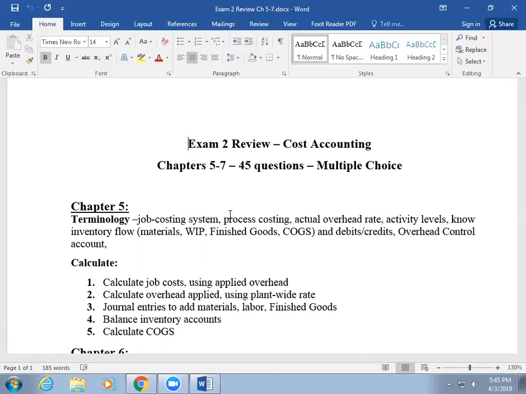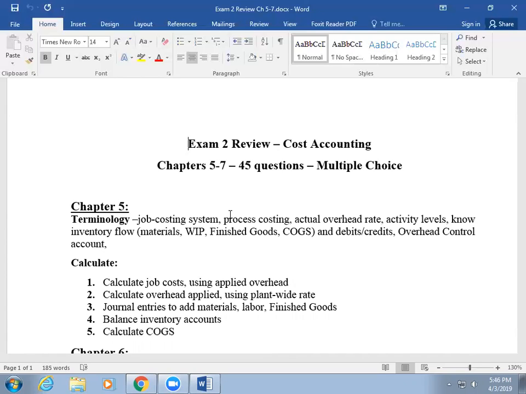And which one you would debit and credit. So if we purchase materials, obviously you're debiting materials. So just understand those. Know a little bit about the overhead control account. The biggest thing I would know there is just, of course, we use it to keep track of actual versus applied overhead. All of your actual overhead costs get debited to it and your applied gets credited. And then you would look at the balance to see if you were over or under applied. So just kind of understand that.